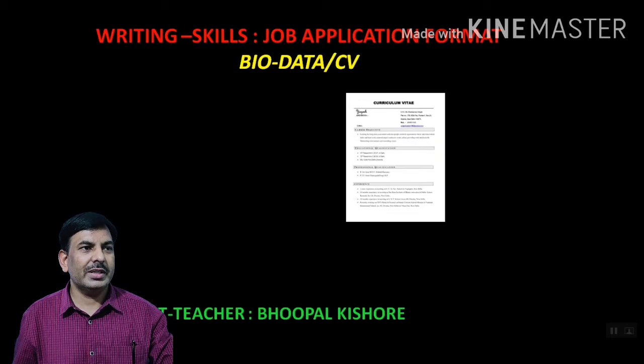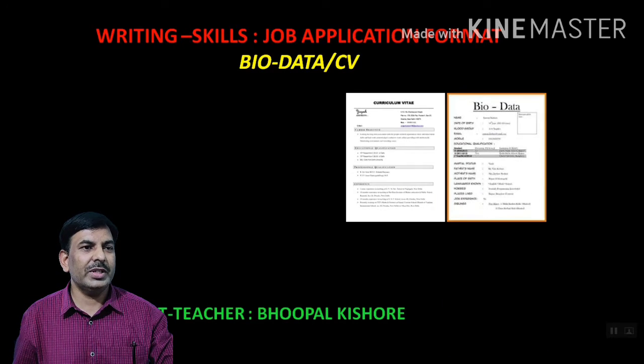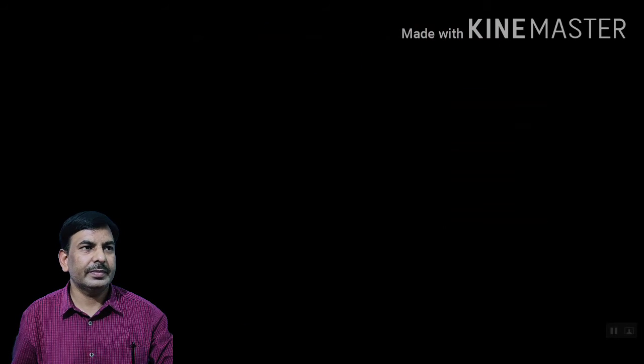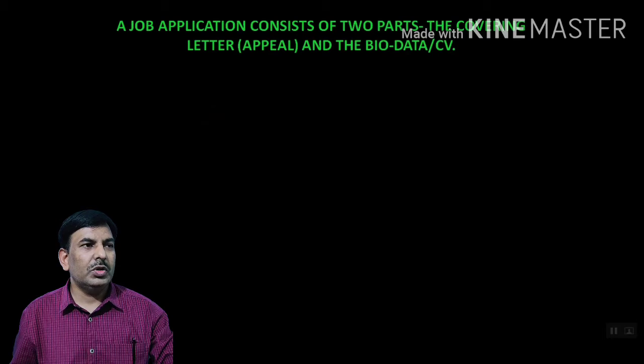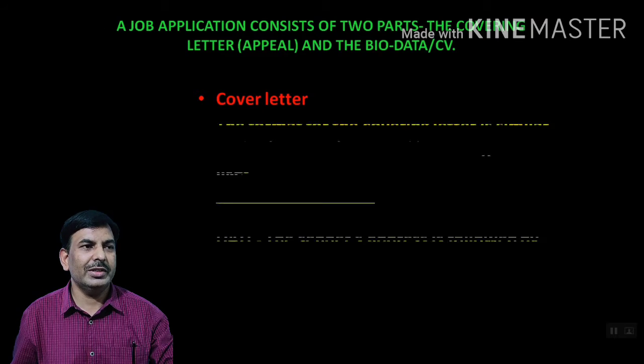So, how many steps are to be followed while attempting the writing skills question, especially a job application in which biodata or CV is required? A job application consists of two parts: the covering letter, in which an appeal is made, and the biodata, which is also known as curriculum vitae. How many things are to be covered in the cover letter or covering letter?